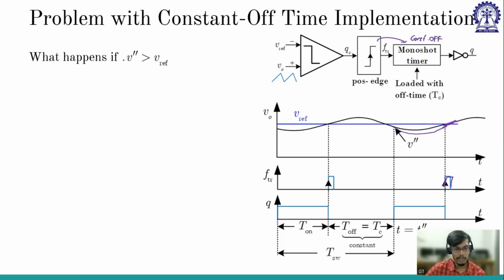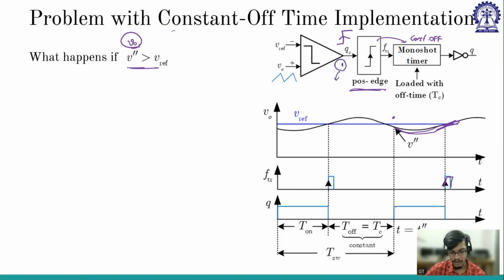Now, what happens if this is V0? So that particular point is V0. What if V0 is greater than V reference? If V0 is less than V reference, it is increasing and it is hitting, then the output of this comparator will see a rising edge, and we are using a positive edge detector, which will trigger the monoshot timer. But if V0 is already more than V reference, the value is 1 and it will remain at 1, right?